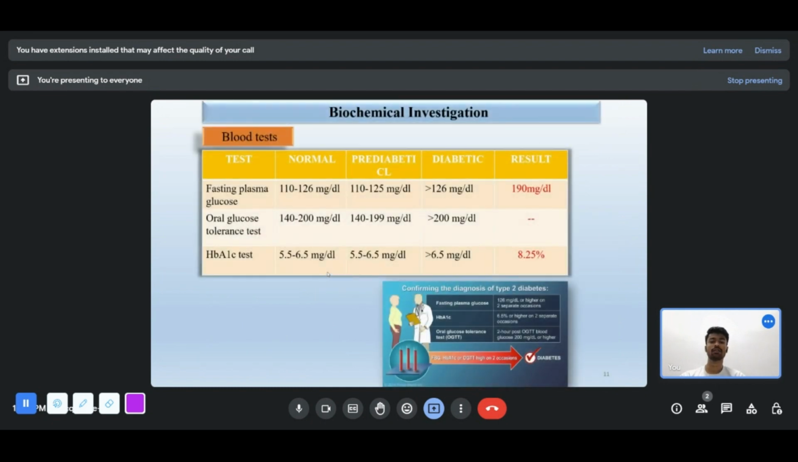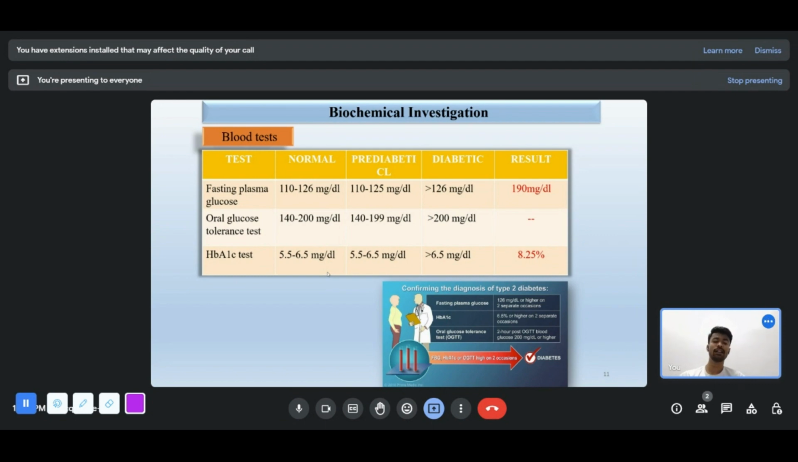Next is some blood biochemical investigation. She had done the blood test for diabetes, like fasting plasma blood glucose level, oral glucose tolerance test, and HbA1c ratio. For fasting plasma blood glucose level, normal range is 70 to 110 milligram per deciliter, for pre-diabetic it is 110 to 125 mg per dl, and for diabetic it is greater than 126 mg per dl.